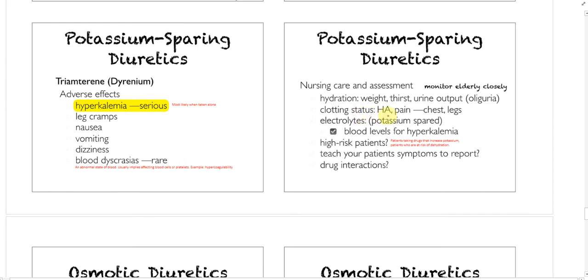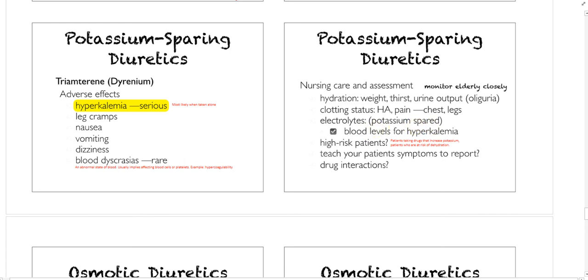I'm trying to remember what the book said about clotting status. Because I know that potassium is important for clotting, but I don't remember. I should probably have looked it up before making this video.